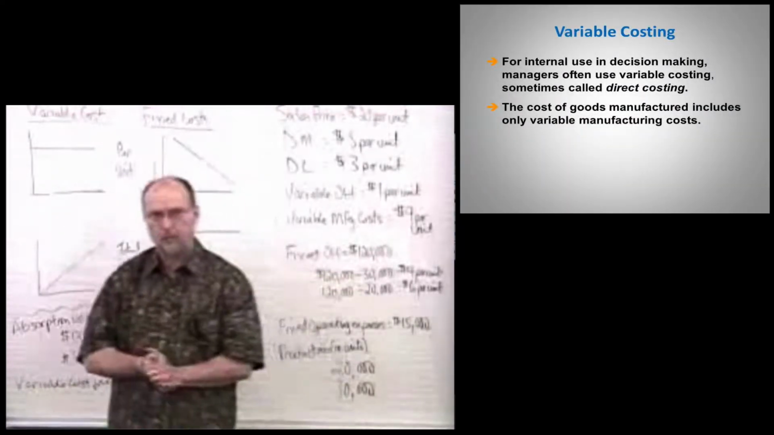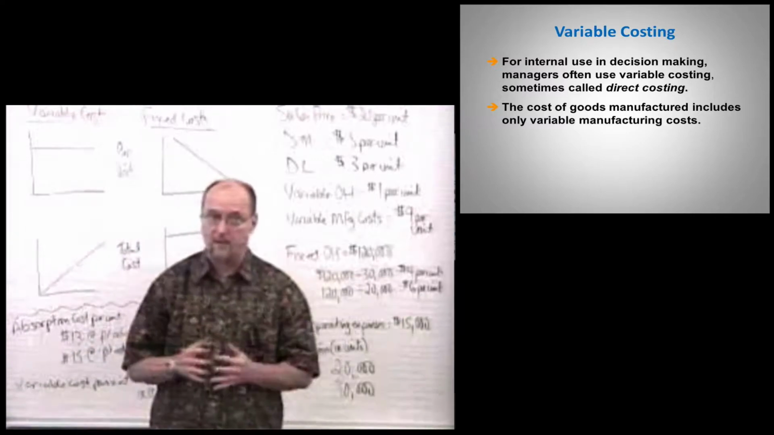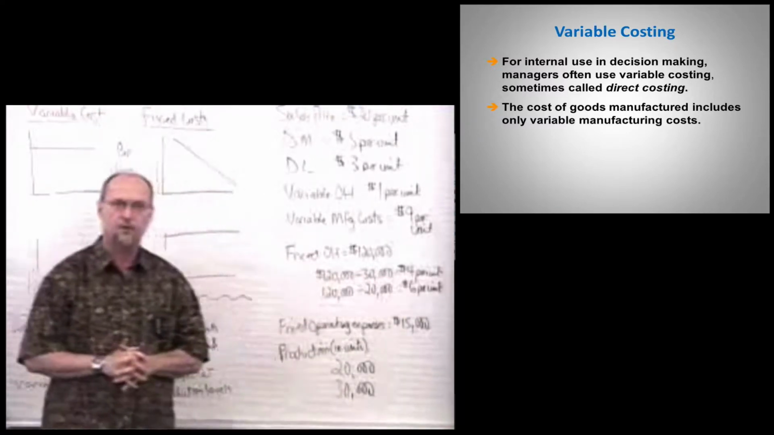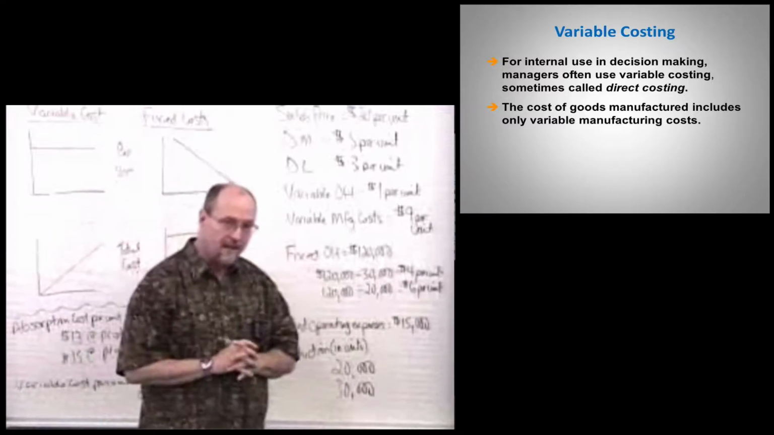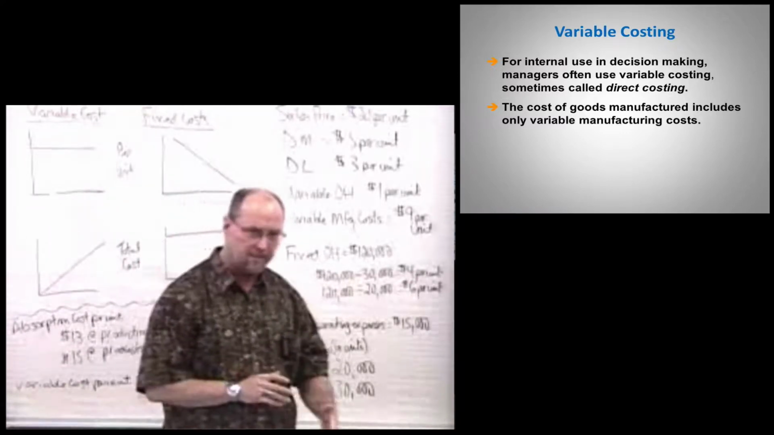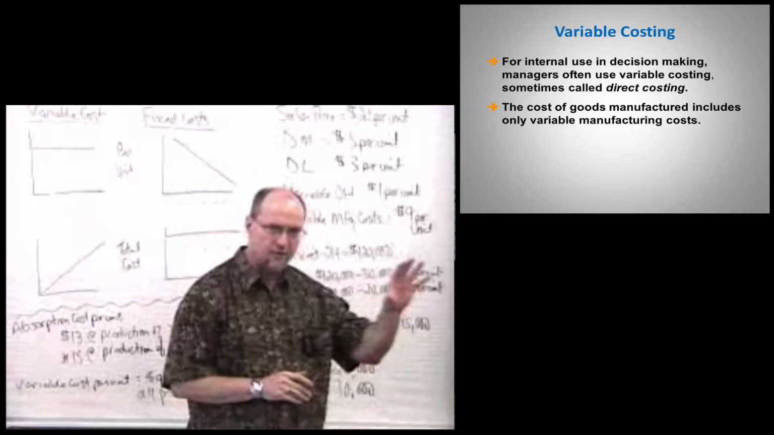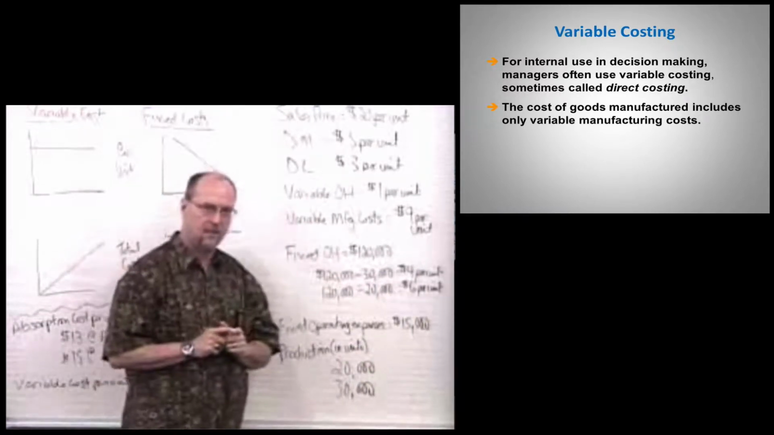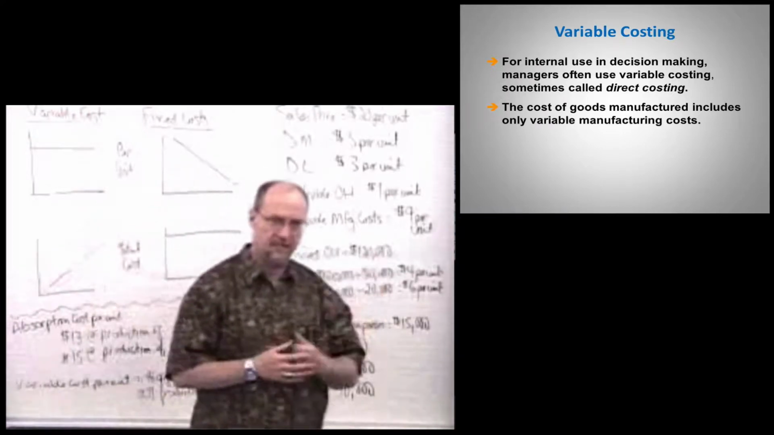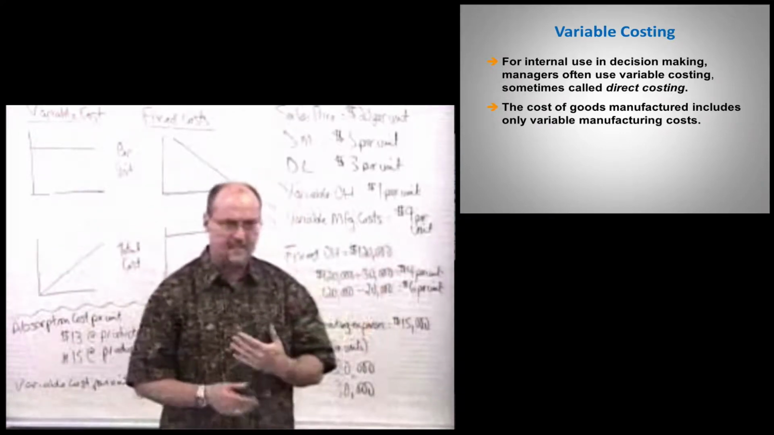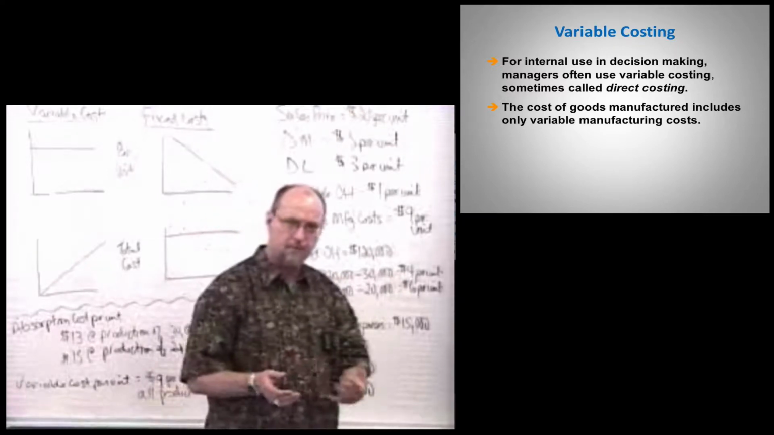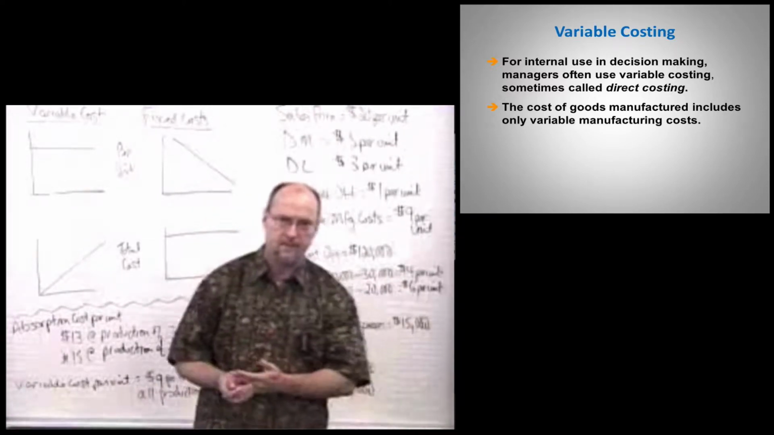Now variable costing, sometimes called direct costing, but we'll call it variable costing, is only used for internal analysis purposes. We are not allowed to use variable costing to prepare financial statements for external users. Very important that you remember that. We have to use absorption costing when we release financial statements. But for internal analysis, to see if we're operating efficiently and our costs are the same as in previous periods, variable costing can be very useful.